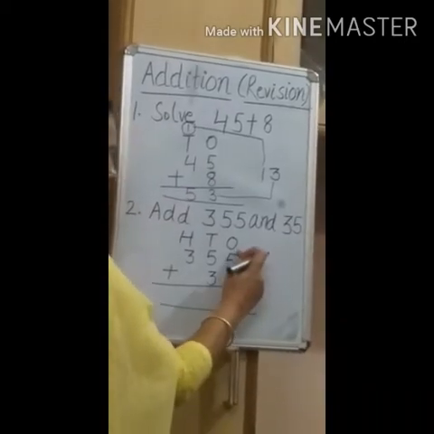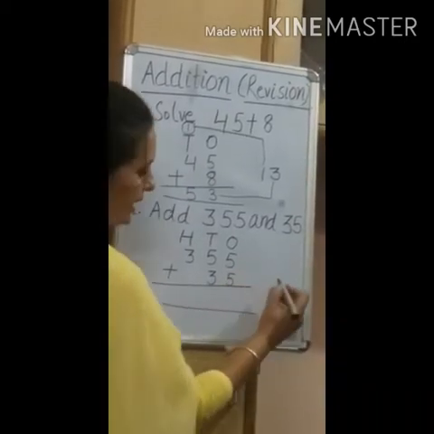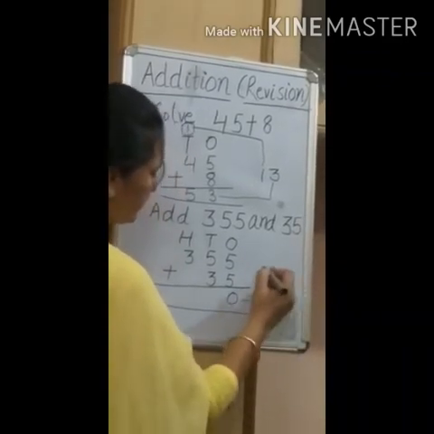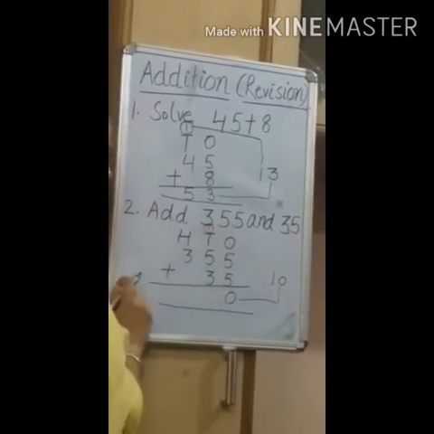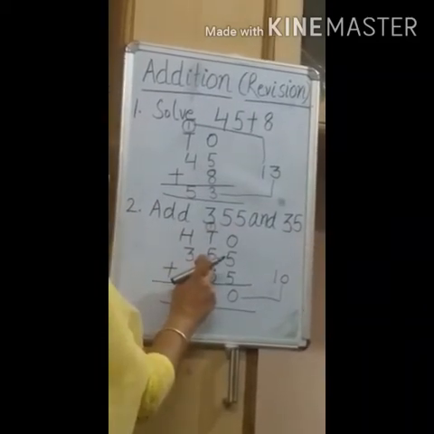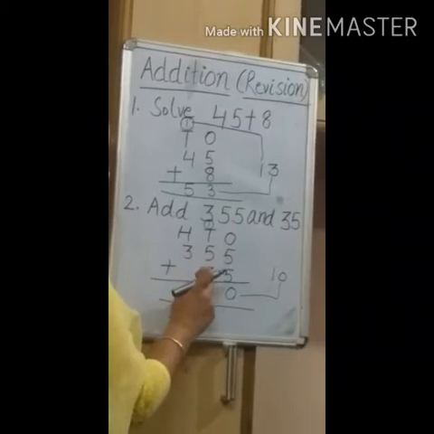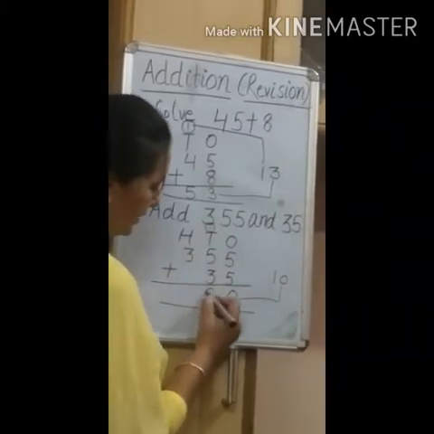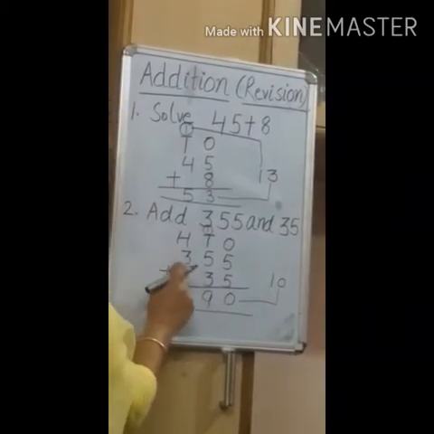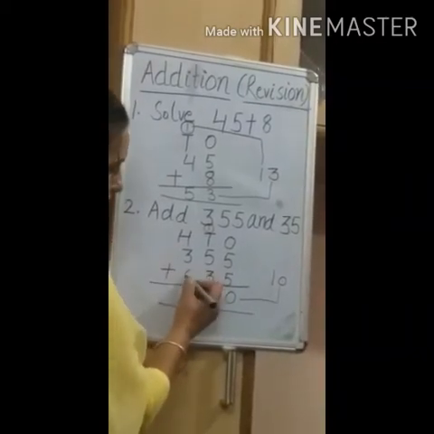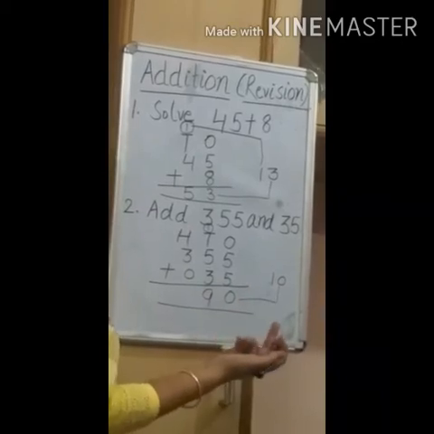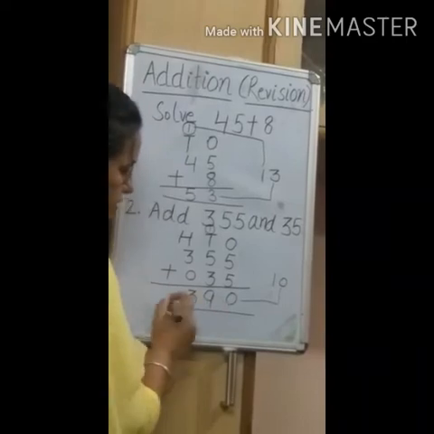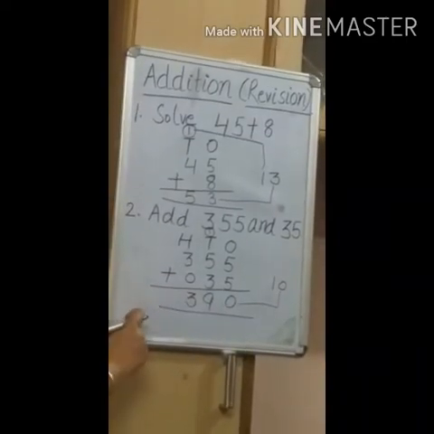Now you will add ones in ones, 5 and 5, 10. This 0 will come here and this 1 will go in the tens place. Now we will add 5 and 3. Both tens we will add, 5 and 3 is 8. 8 and 1 carry is 9. Now you can see no digit here. You can put 0, otherwise no need to put 0. You can do it this way only. 3 and 0 is 3. So the answer is 390.